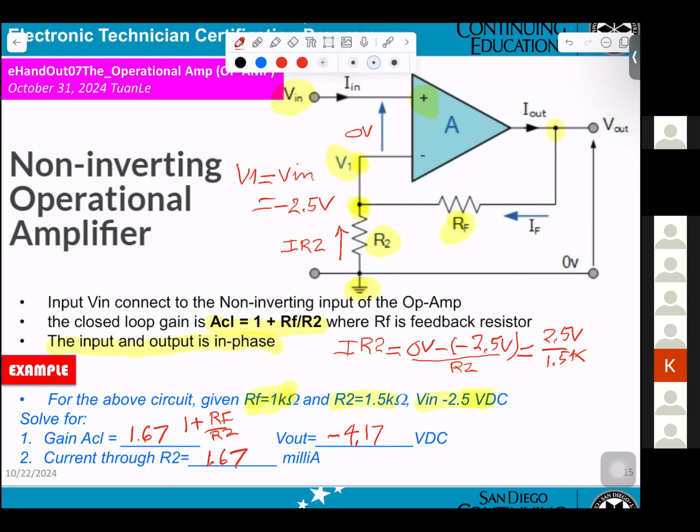Okay? Make sure you get the time and try working on it again. You will see this at the level when you're working on operational amplifier circuits. Any question up to this point?